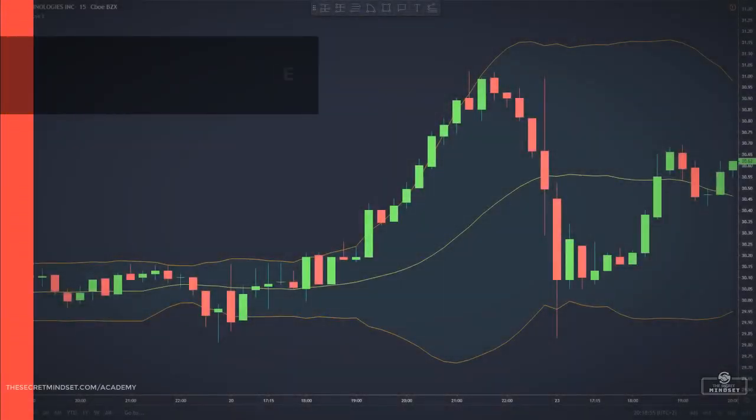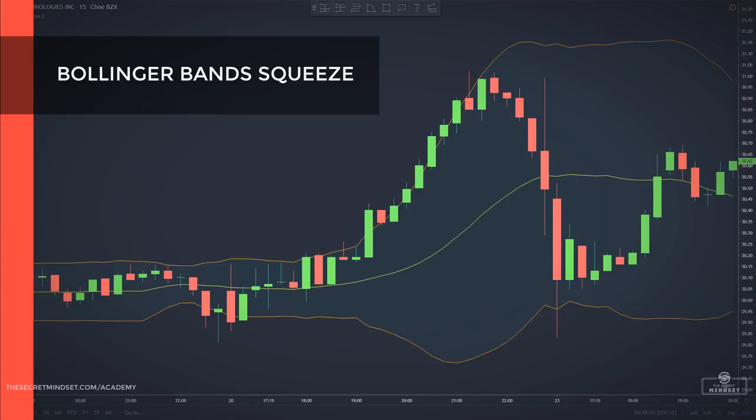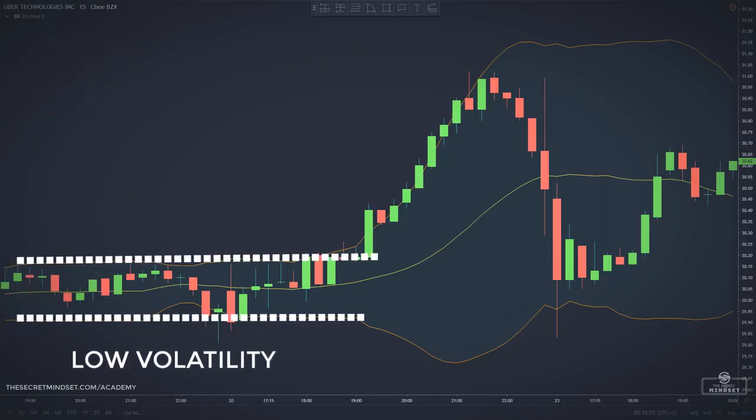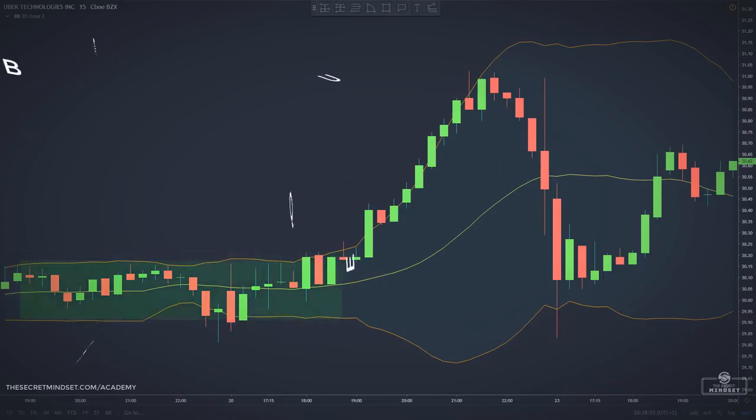Bollinger Band squeeze is a great chart pattern that enables you to locate strong and profitable trade setups. When the market becomes too slow and there is low volatility, the price moves sideways and the Bollinger upper and lower bands become very close to each other. This is called Bollinger Band squeeze.